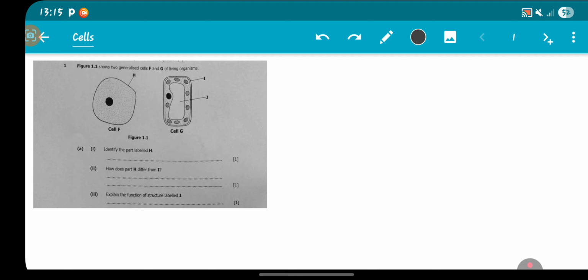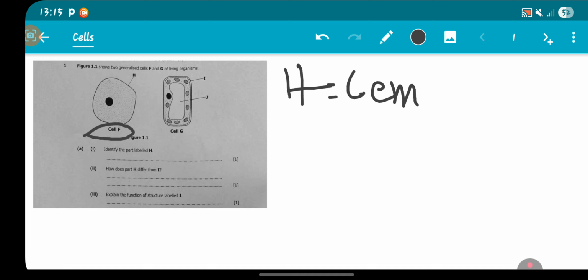So the first question, which is Roman numeral 1, is saying identify the part labeled H. So we're just naming that part, part H on this one. So H is just a cell membrane.